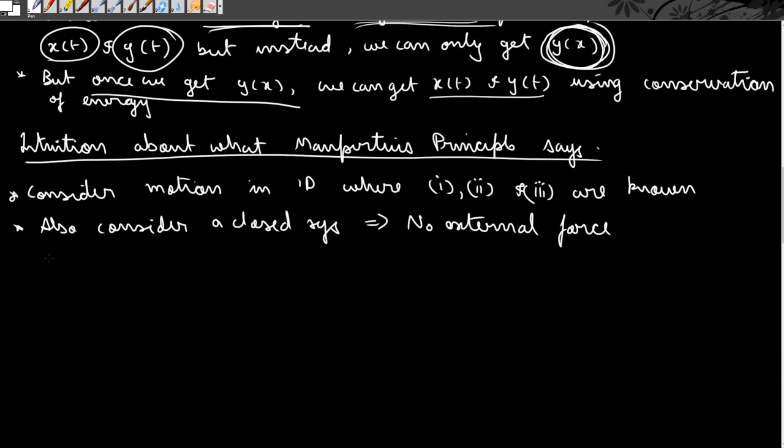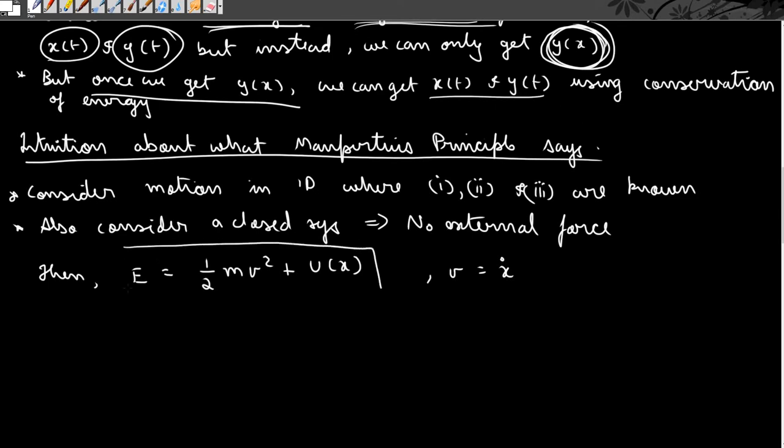Then, working in Cartesian coordinates, we will have our total energy E given by half m v squared plus the potential function U of x, where v is nothing but the time derivative of x with respect to time. Now, if you consider this equation, this is the only thing that we know.